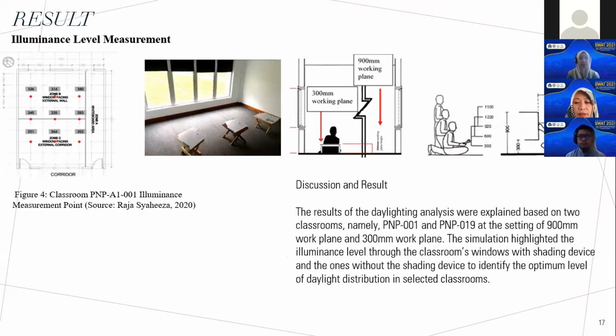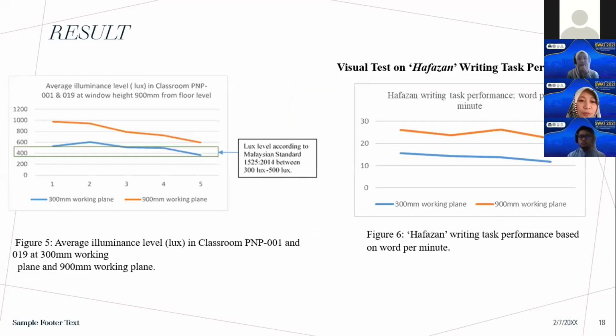I think this is quite interesting, whereby at the end of the day, we can see that the different openings of daylight, the opening of the window, and also the frame itself will contribute to the direction of daylight from outdoor to indoor. So from this, we can see how the room with shading device and the room without shading device will achieve the optimal level of daylight distribution in the selected classroom.